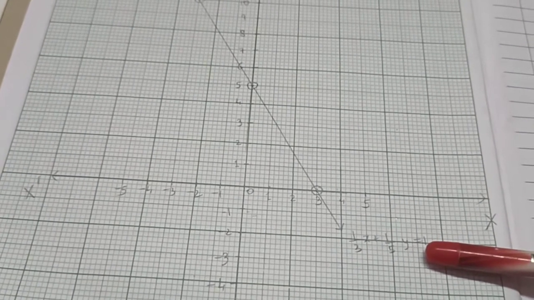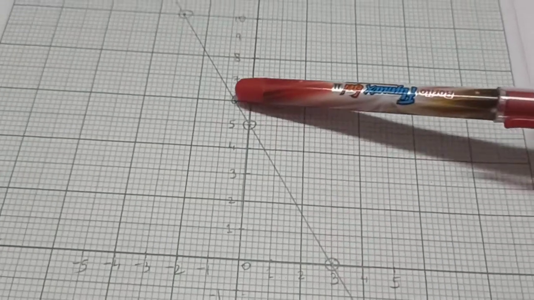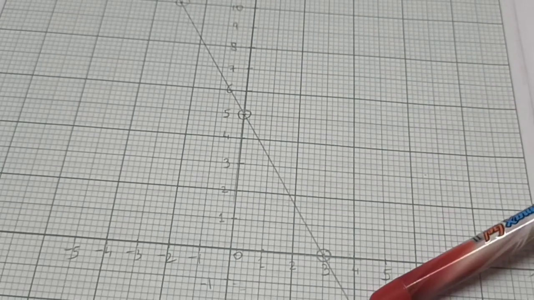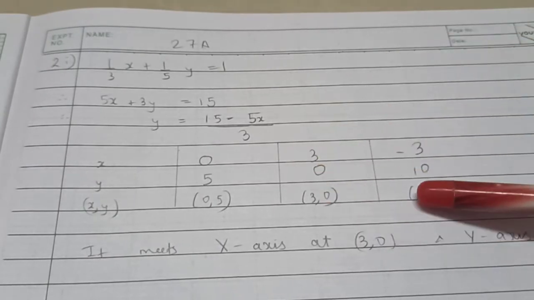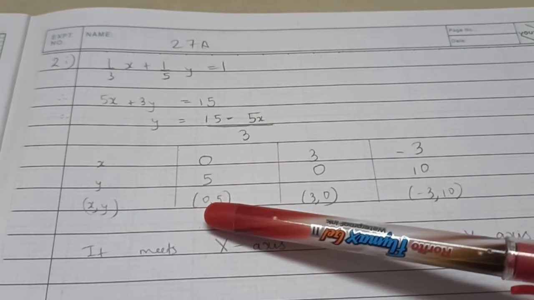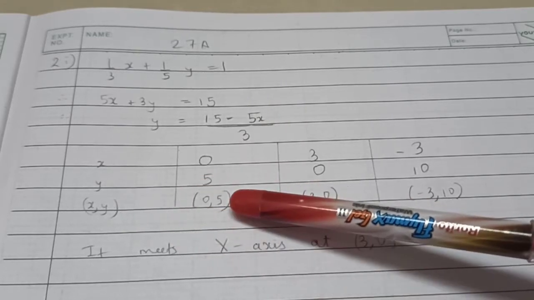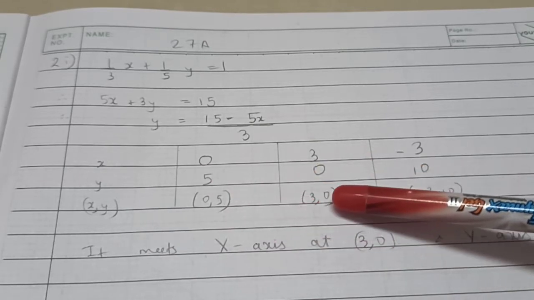And where do they intersect the x and y axis? Well, at 3, 0 and 0, 5. Even without plotting the graph, I knew at what point it will cut the x and y axis by looking at this table. Whenever the x coordinate is 0, that means this point lies on the y axis. And when the y coordinate is 0, that means this point lies on the x axis.